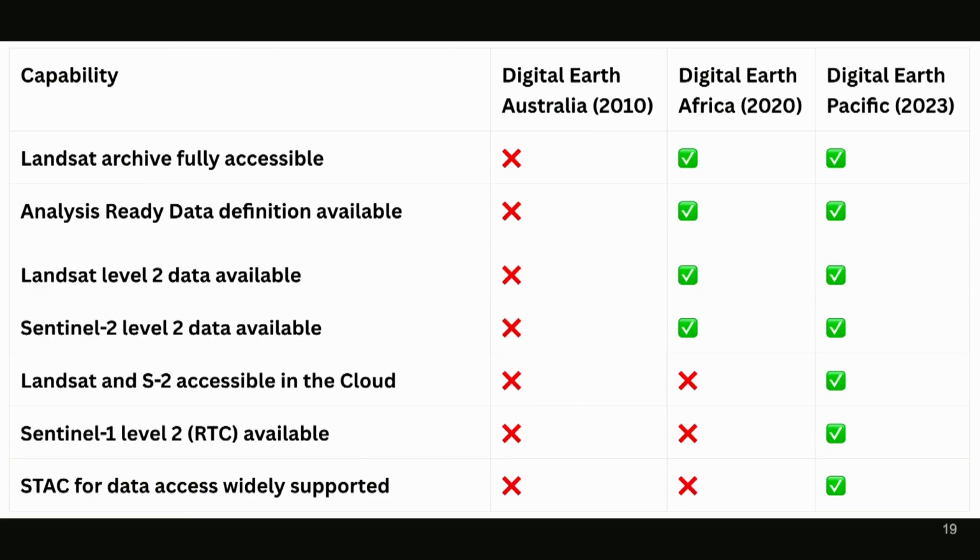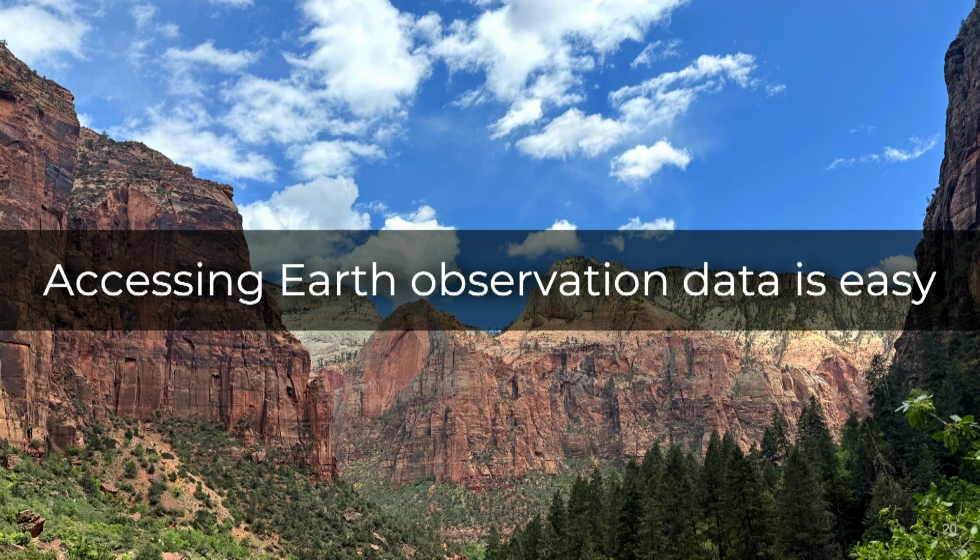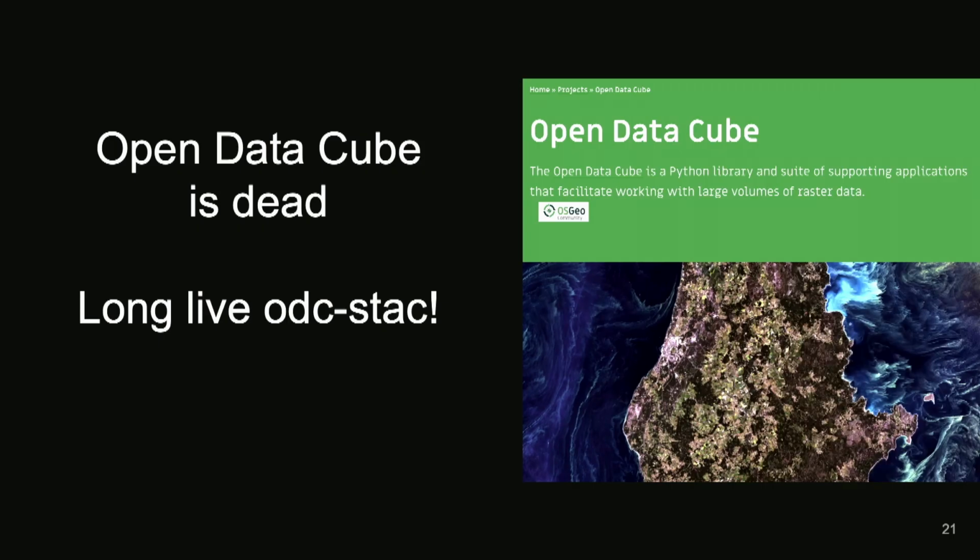I've got an infographic. Suffice it to say that it used to be hard and now it's easy. Accessing Earth observation data is easier now because we can use odc-stac to query a REST interface, the STAC API, to get a list of datasets, turn that into an xarray, and that means the old school Open Data Cube is dead. Long live odc-stac.